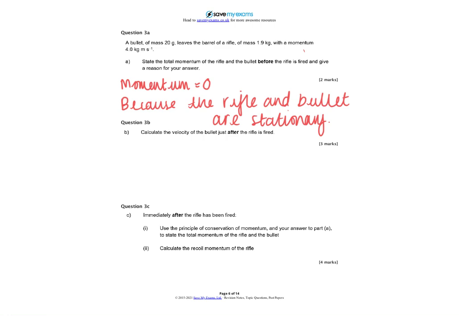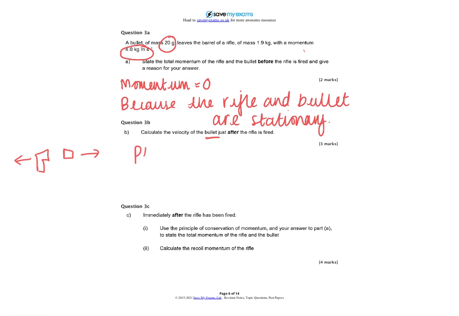Question 3B, calculate the velocity of the bullet just after it is fired. So for our bullet, we've got a mass of 20, that's for our rifle, and the momentum of our bullet is 4. So if I just draw a picture for you to work that out, we've got our bullet going this way, its momentum is 4, and we've got our rifle going that way, which its momentum is also going to be 4, but in the opposite direction, so that it cancels out, and we end up with an overall momentum for the system of 0.